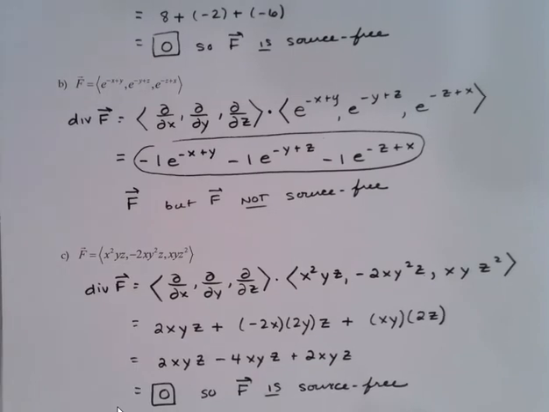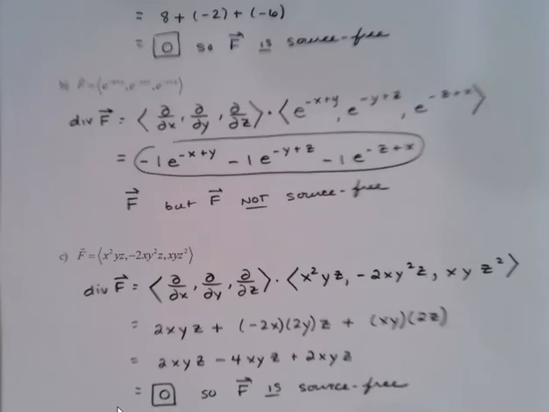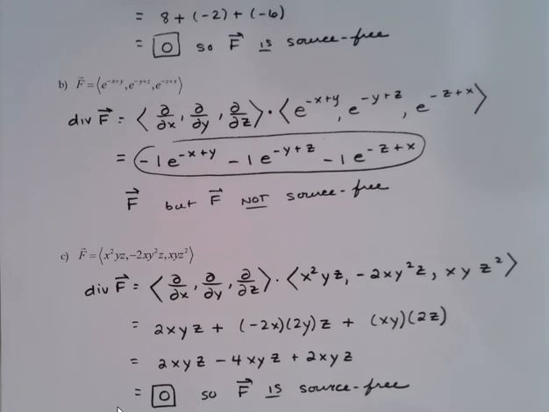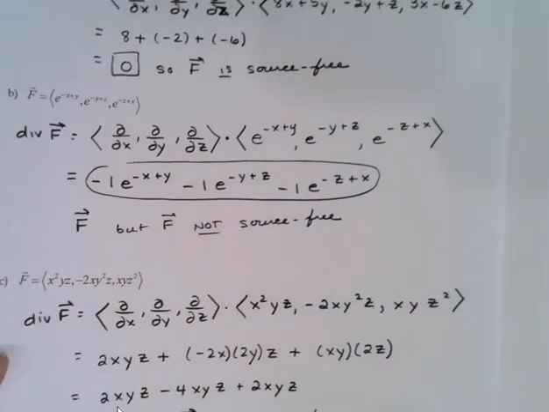All right, so that's basically just the mechanics of calculating the divergence, and then the relationship between divergence and being source-free. What I'd like to do is talk about the divergence a little bit more geometrically, which is what we'll do in the next page, in the next example.